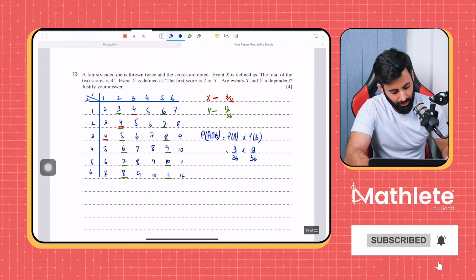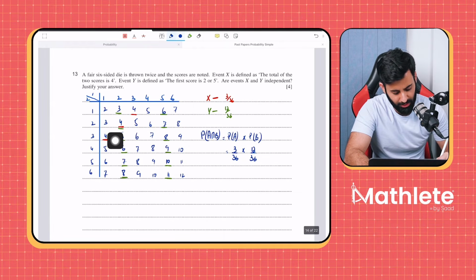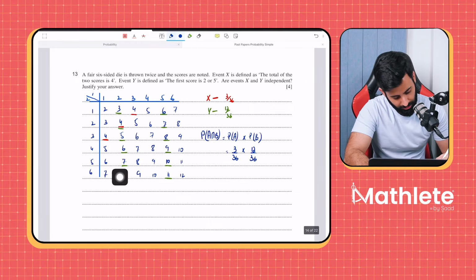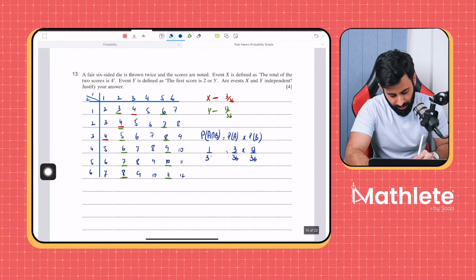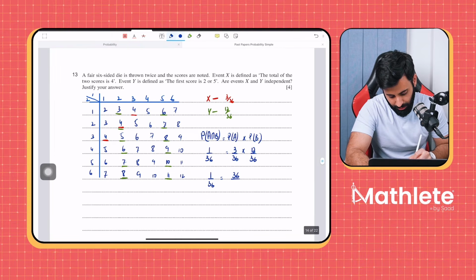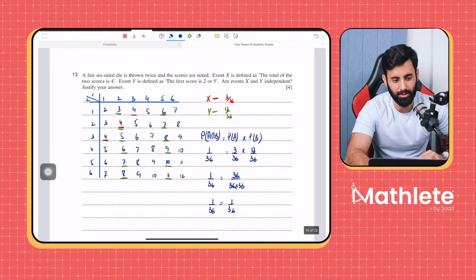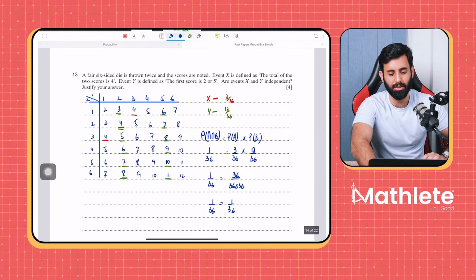Okay, great. Now let's see the probability of both these events occurring together. That means the scores that I've highlighted in red as well as green. So here we have 1, and that's it, 1 upon 36. So let's see if this is true. 1 upon 36 is equal to 3 upon 36 times 12 upon 36. So this gets cancelled, and 1 upon 36 is in fact equal to 1 upon 36. So that is the correct answer. Okay, and that's it. Job done.